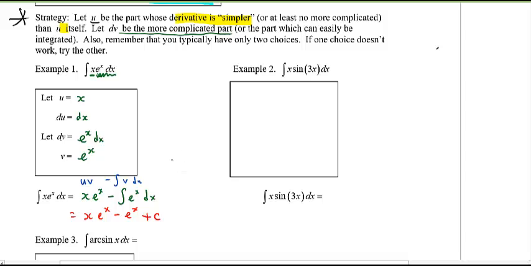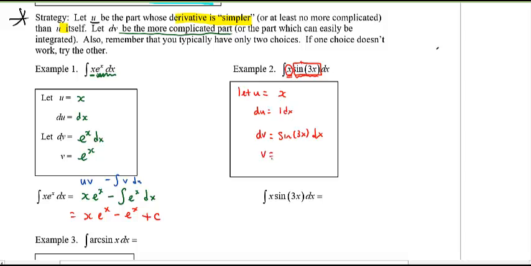Here's number 2. x times sine 3x. Okay? Now once again, we have to let something equal u, and then the remainder is dv. Once again, your two choices are pretty much x and then sine 3x. I'm going to make u equal to x, okay? And that means that dv is sine 3x, and don't forget that dx next to it. Du then, of course, if I take the derivative, is just 1 dx or just dx.